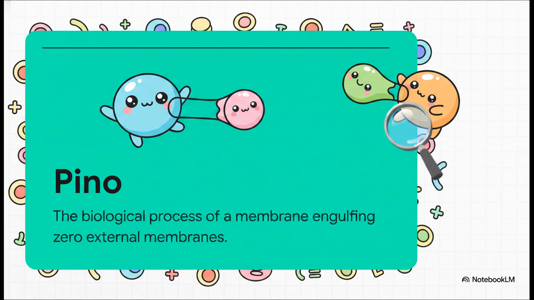So it's engulfing zero external membranes, just drinking in its surroundings. Alongside exocytosis, which is the reverse action of spitting a membrane back out, these highly specific, highly controllable actions form the precise syntax of an entirely new biological math language.